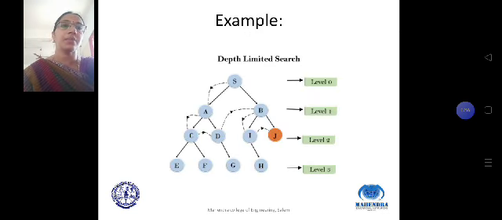So here is the example of depth limited search. From source to destination, it will traverse each node. When its limit is reached, it terminates the tree. That's called the depth limited search.